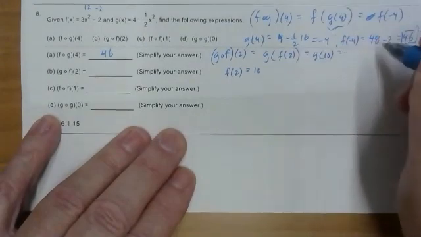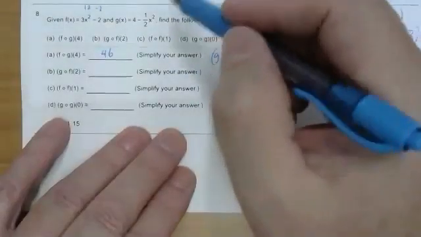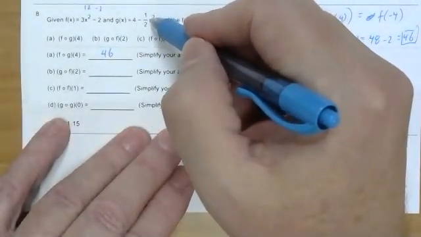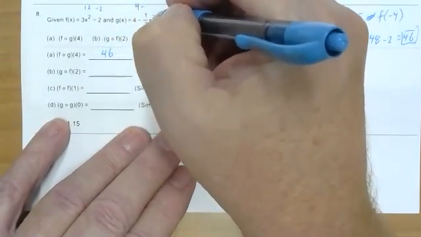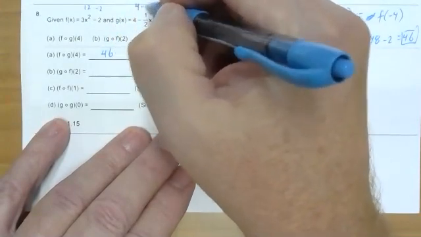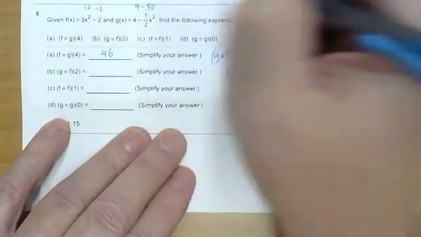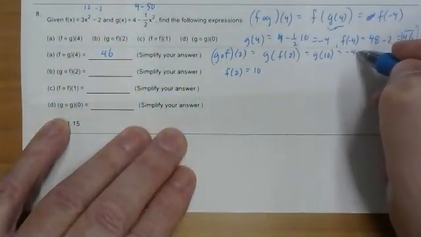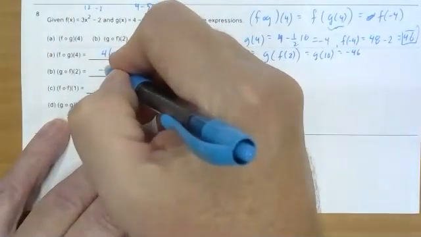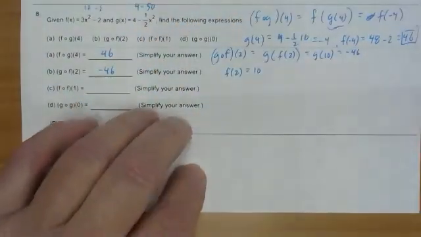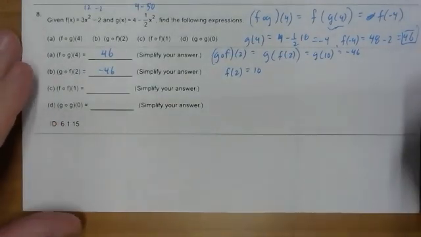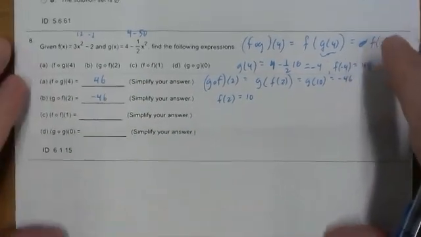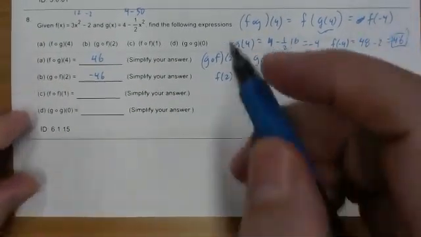So what I'm really looking for is g of 10. Now I go to my g function. If I plug in 10, it's going to be 4 minus 10 squared is 100. Half of 100 is 50. Looks like minus 46. All right, so hopefully you're getting the hang of this. These composite problems are not too hard. At least I don't think they're too bad.